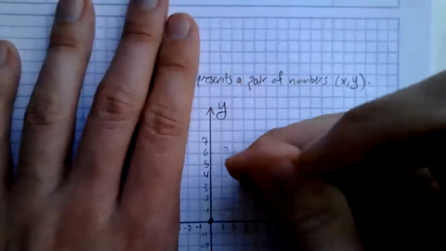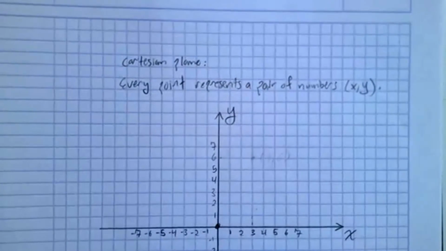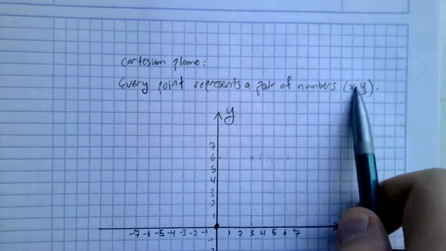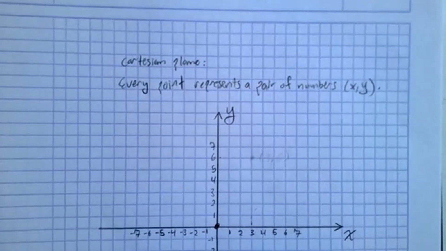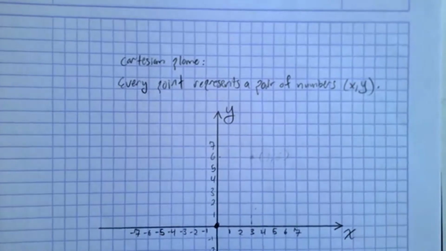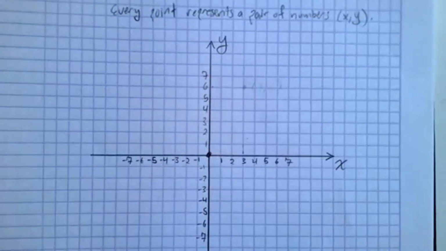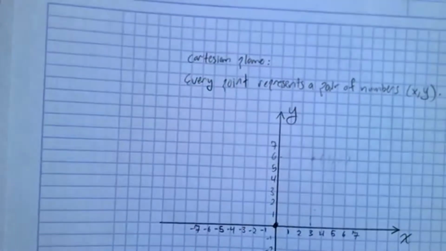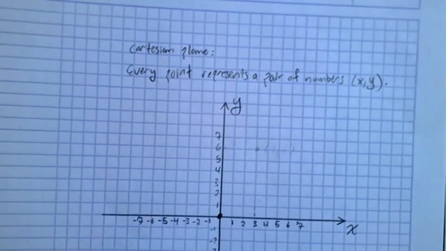So with that out of the way, every point represents a pair of numbers, x, y. Now, the question is, can we take statements about pairs of numbers and turn them into pictures on the plane? And the answer actually turns out to be yes. So just remember that an equation, a very simple equation or a complicated equation, is just a statement that is true or false depending on the variables involved.